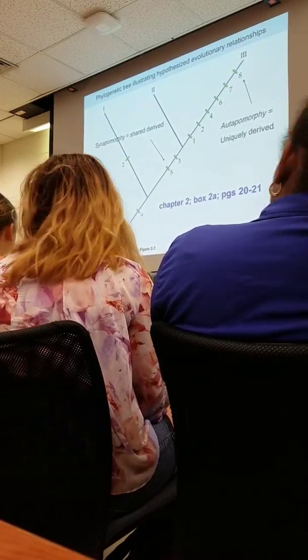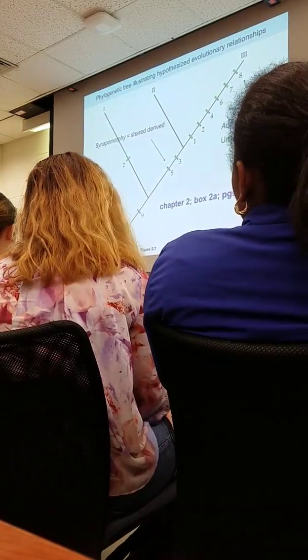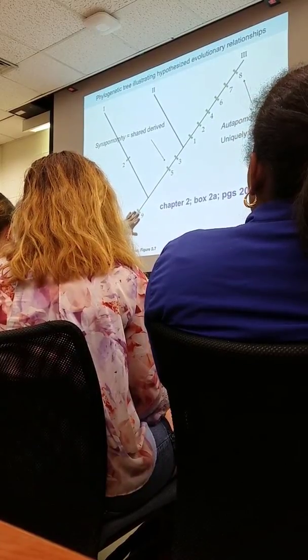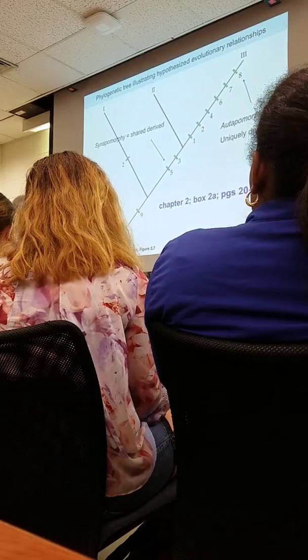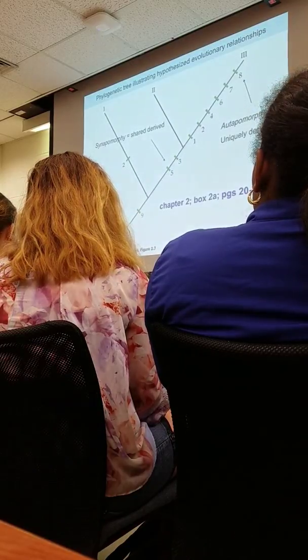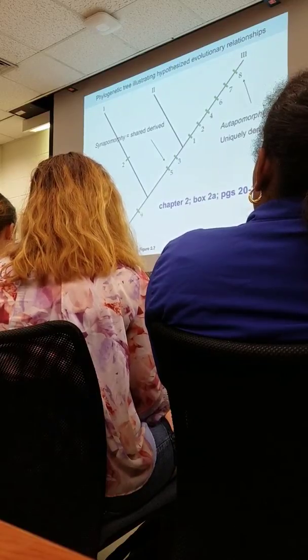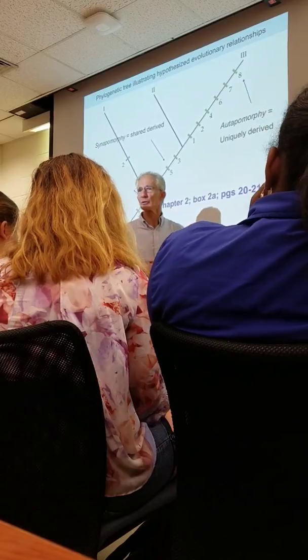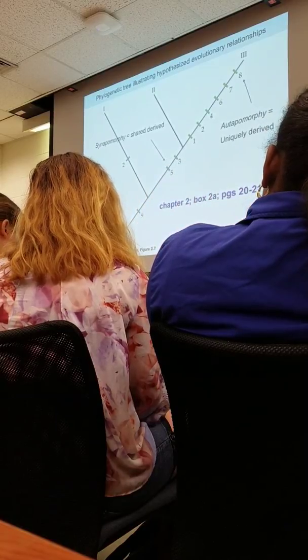Yes? Would 9 be an ancestral state for the clade 2 and 3? Like if you were just looking at 2 and 3 as a clade, would 9 be an ancestral state? It would be, I guess you could say, symplesiomorphy for 2 and 3. You could use it that way. Yeah, that would be the ancestral features.